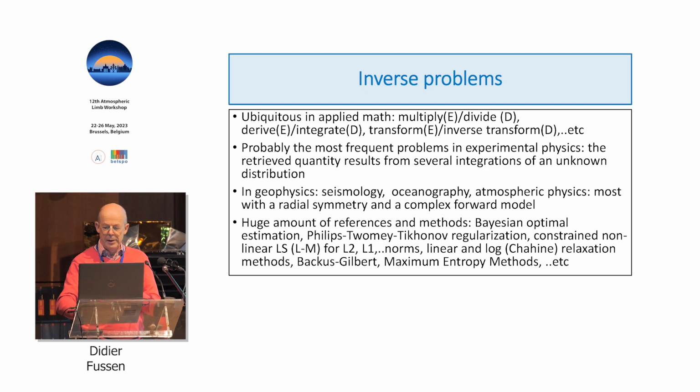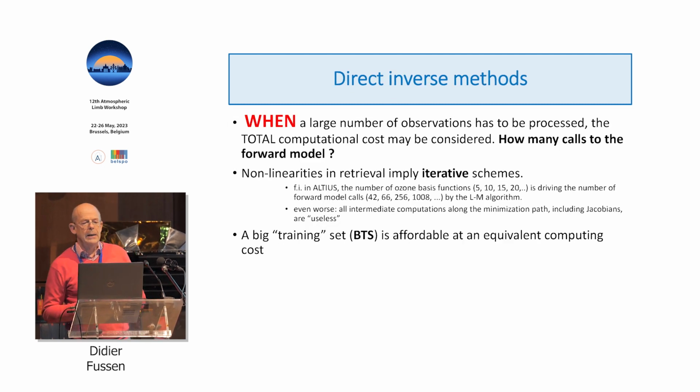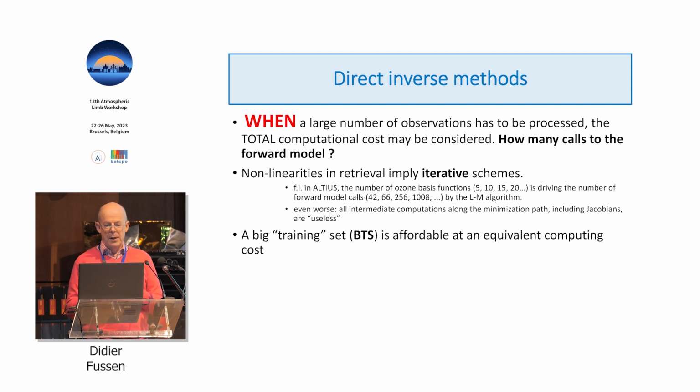I want to have a look here from a different point of view: if you have to process a large number of observations, then what is the total computational cost of your inversion, of your processing? A proxy could be how many calls you have to make to the forward model. And as many of these forward models are nonlinear, you almost automatically have to face iterative methods, except in trivial analytical cases.